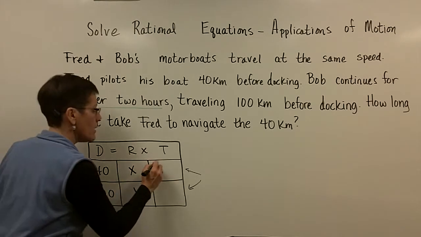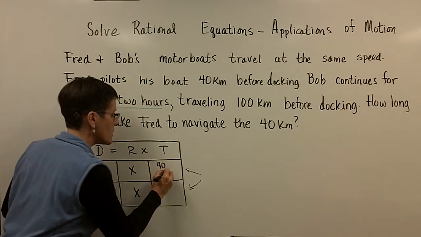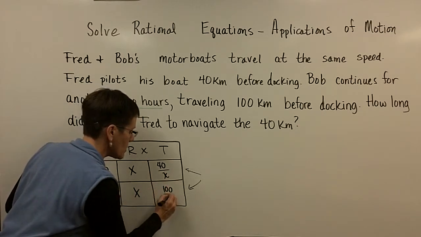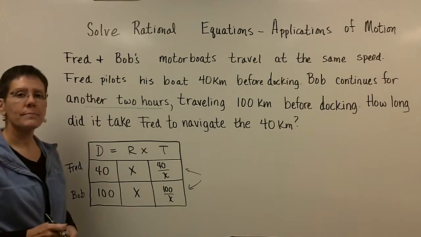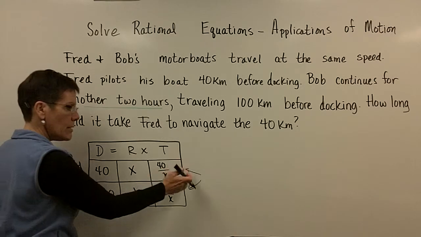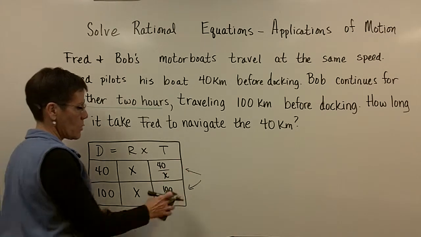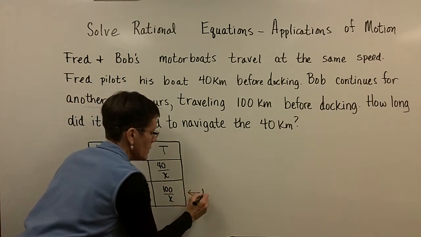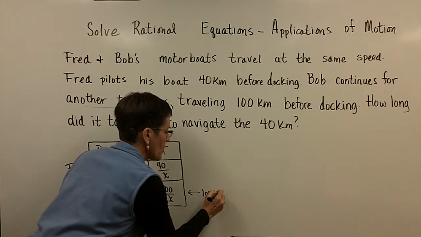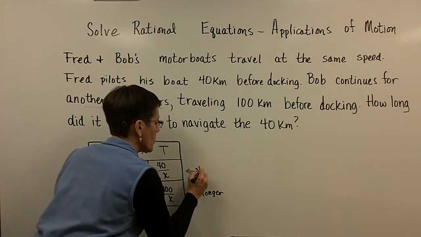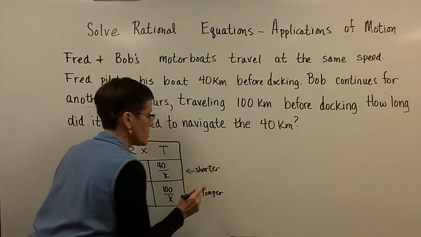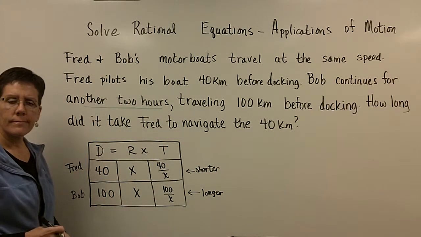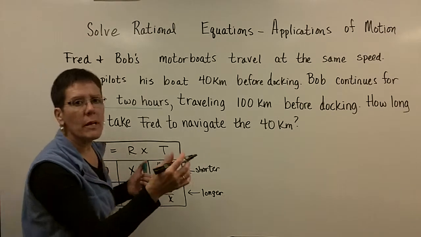In the last problem, we wrote time as the distance divided by the rate. These are pretty easy fractions right here. But these two are not equal to one another anymore. What we know is that this one's longer. He travels for a longer period of time, and this one's a shorter period of time. By what amount? What's the difference? How much longer does Bob travel? 2 hours.